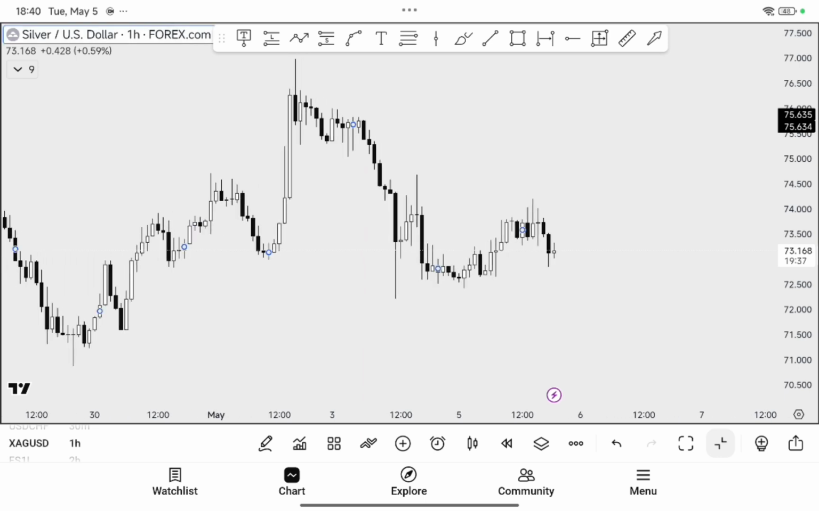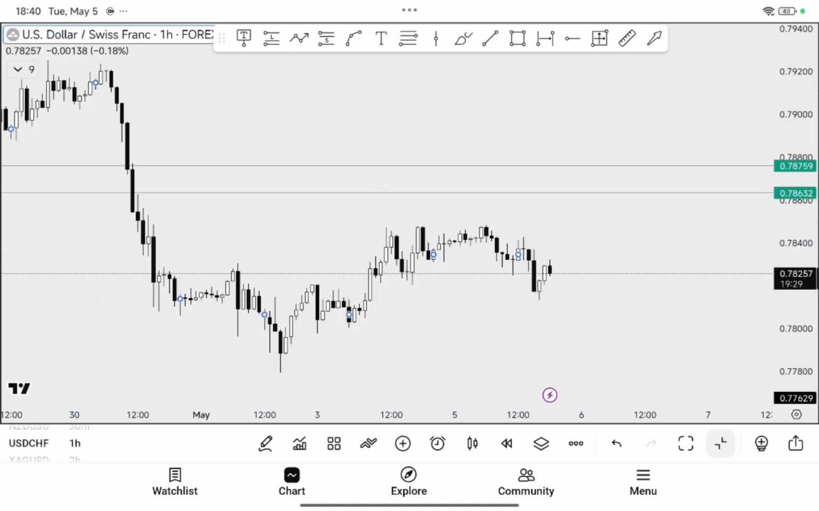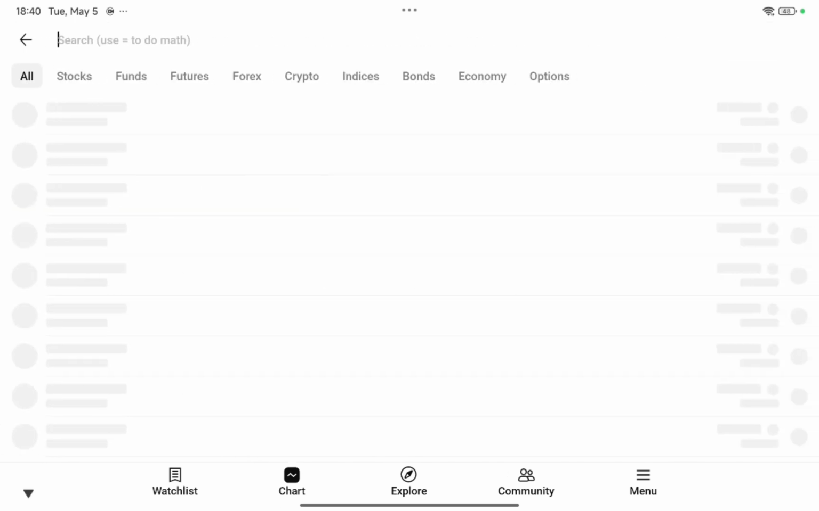Okay, so I want to change this pair. I don't know why it's taking so much time. Let me check if it's network. It's not network, so why is it taking time? Okay, maybe I'll just tap here.